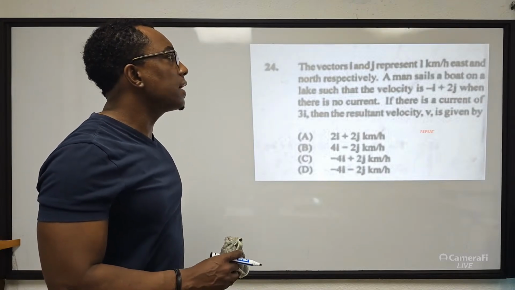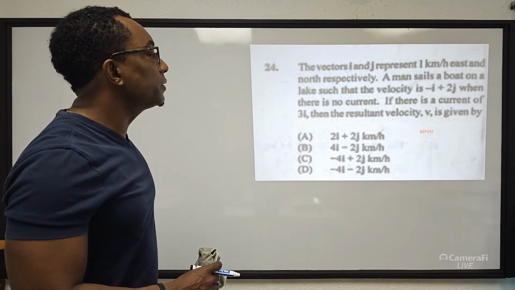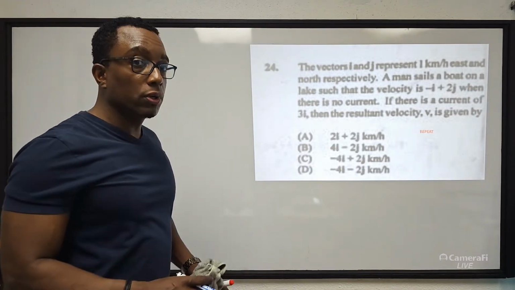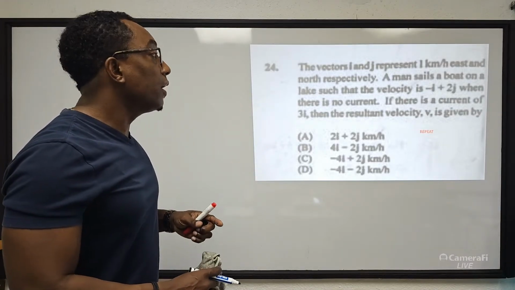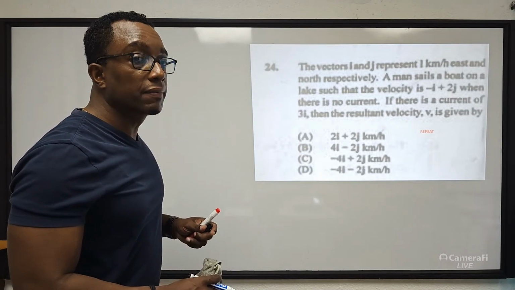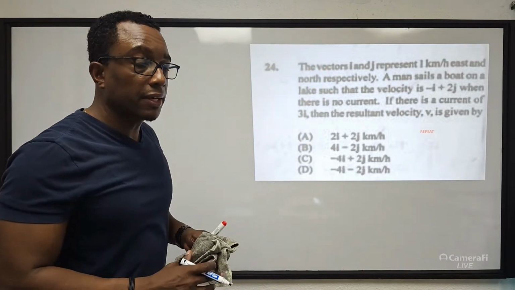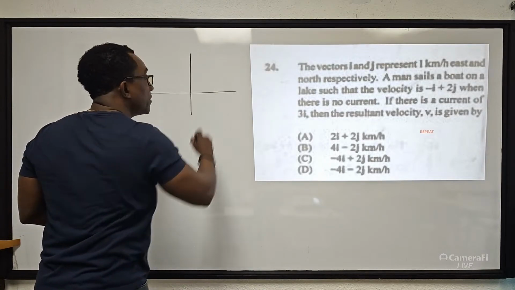A man sails a boat on a lake such that the velocity is negative i plus 2j when there is no current. So there is no current, the boat is sailing nicely. If there is a current, 3i, then the resultant vector v is given by what? If there is a current, then of course the boat will shift in a particular direction. So let's see, and it's good to have that visual.